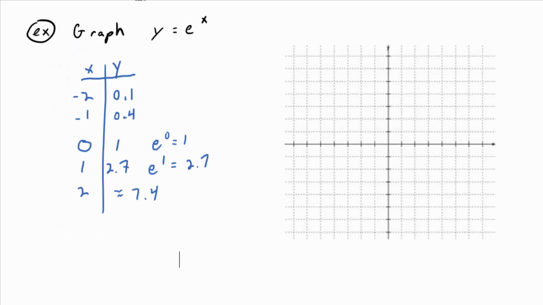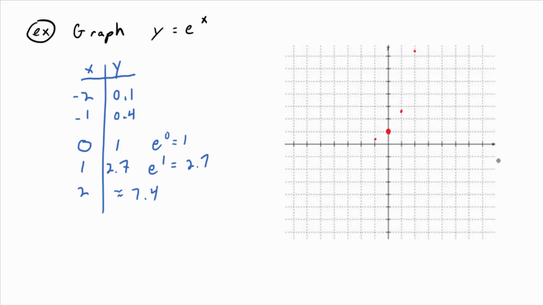So I'm going to start with the 0, 1. That's a nice kind of home base to start with. And then over 1 up 2.7, maybe about there. Over 2 up 7.4, so 1, 2, 3, 4, 5, 6, 7, somewhere in there. So it goes up quickly, just like we graphed y equals 2 to the x the other day. It goes up a little more steeply than that. And then -1, 0.4, I think that's as far as I'm going to take it to the left.